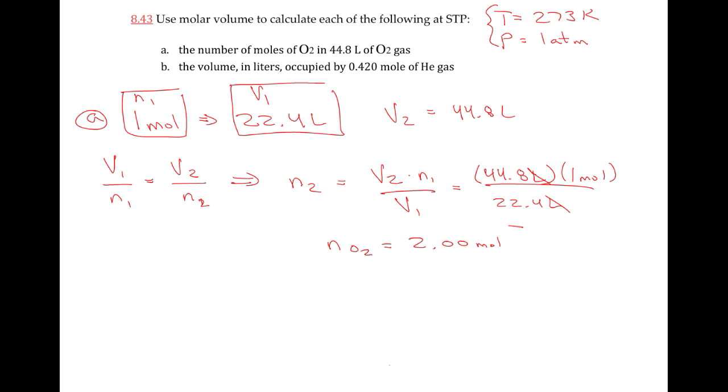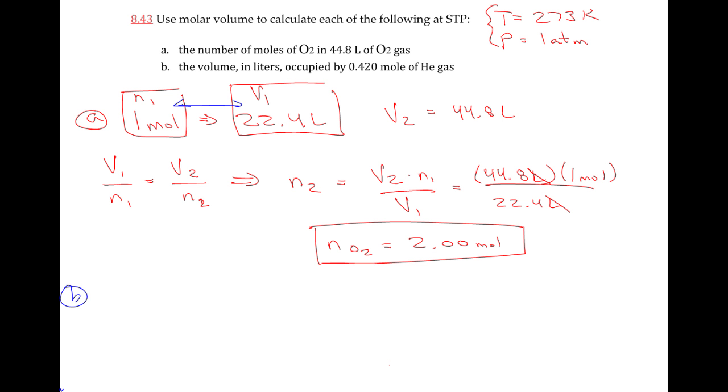And I'm sure that some students can even solve this problem in their head. So let's take a look at part B. And part B says, calculate the volume in liters occupied by 0.42 moles of helium gas. So again, the identity of the gas is unimportant. We know that at standard temperature and pressure, when we're dealing with ideal gases, 1 mole of a gas is going to take up 22.4 liters.